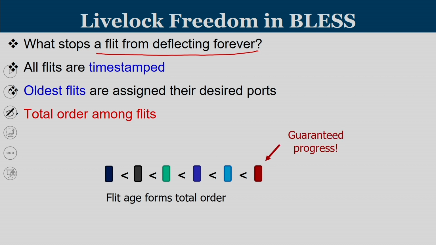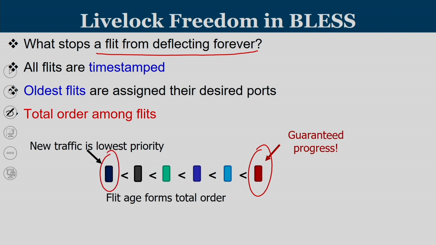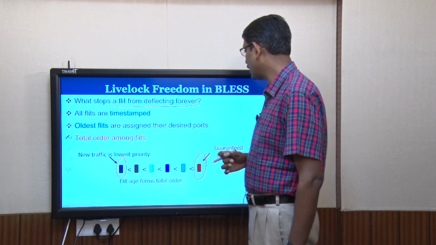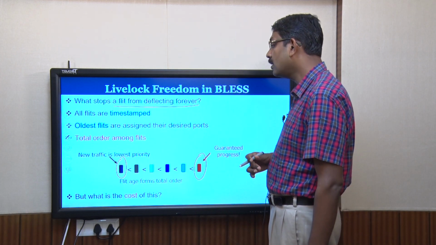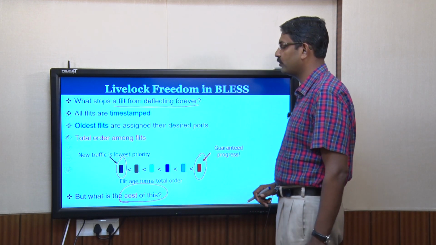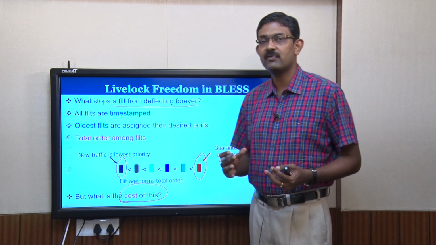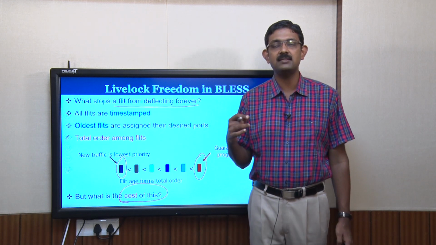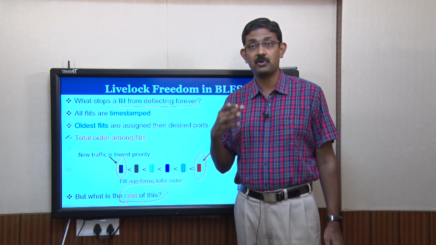So let's say these are the flits that are there. The oldest flit in the system will surely get guaranteed progress, and whoever is newly injected into the system may have the lowest priority. As time progresses, each of the newly created flits will become the oldest one in the system, and from then onwards it is going to have guaranteed progress. But what is going to be the cost associated with this operation? That is what we are going to see. So the idea of livelock freedom is that there should be a total ordering of the flits based upon their age, and the oldest flit is always going to get the productive port.